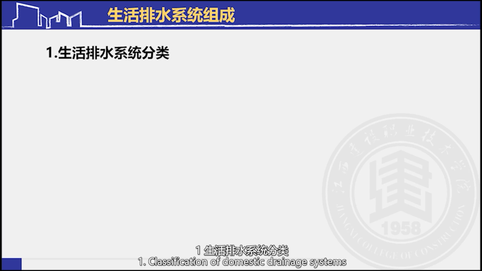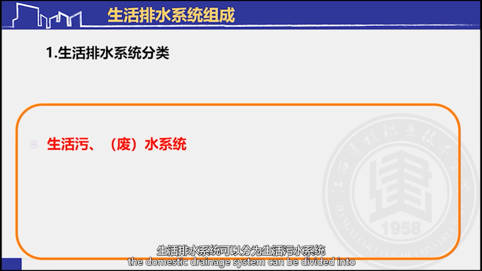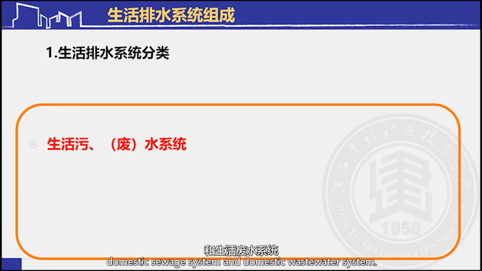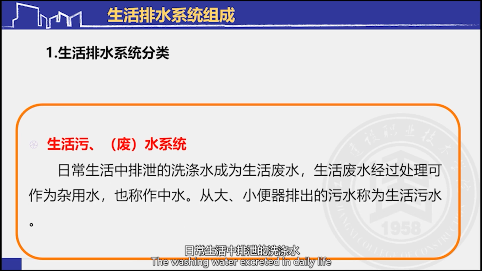First, classification of domestic drainage systems. According to the different water quality, the domestic drainage system can be divided into domestic sewage system and domestic wastewater system. The washing water excreted in daily life becomes domestic wastewater, and domestic wastewater can be treated as miscellaneous water, also known as reclaimed water. The sewage discharged from the toilet and urinal is called domestic sewage.